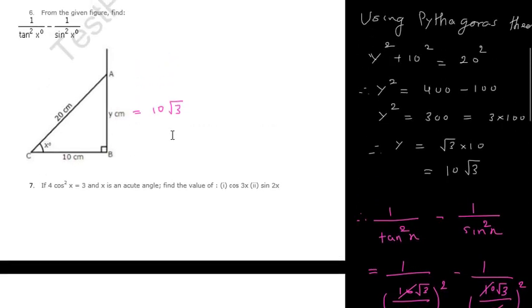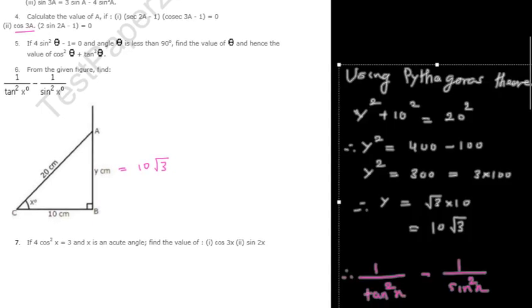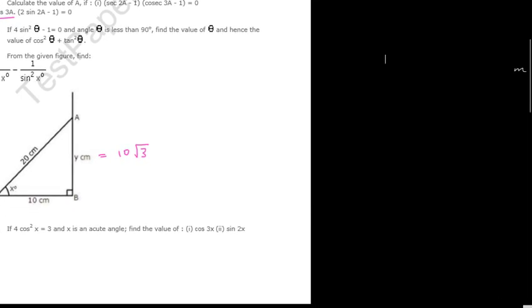Okay. Now 7th question, if 4 cos square x is equal to 3, x is an acute angle, find cos 3x and sin 2x. So that means I have to first find the value of x here. So let us write first what is given. It is given that 4 times cos square x is equal to 3, and I have to find the value of cos 3x. So before that we first calculate the value of x.